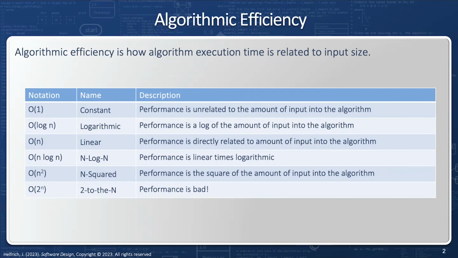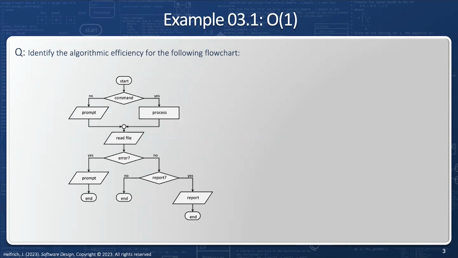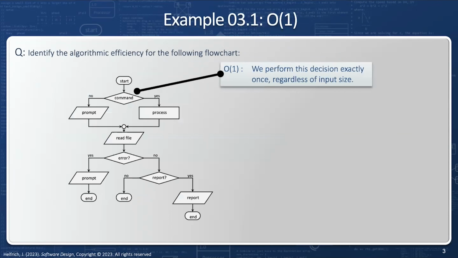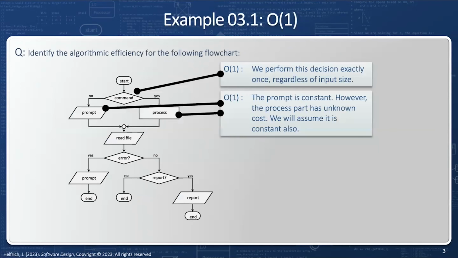Well, let's take a look at an example. First, we'll start with this flowchart here. The decision diamond is O(1) because regardless of the size of the input, it still takes the same amount of time. The prompt and the processing are O(1) because once again, we're going to visit each one of these exactly once, independent of the size of the input data.